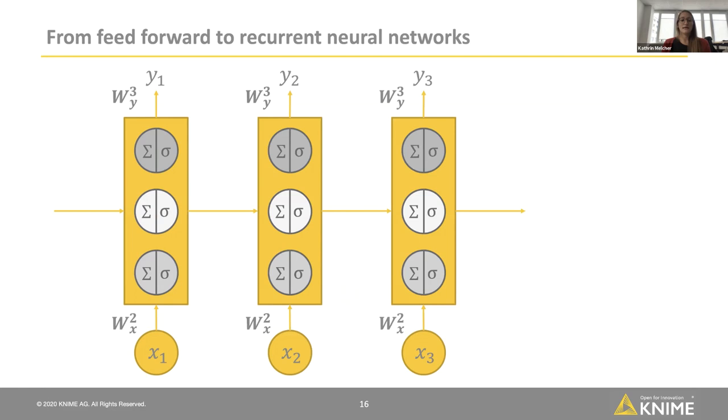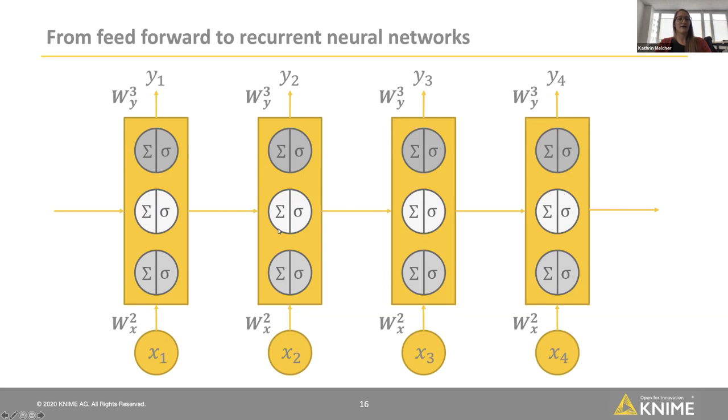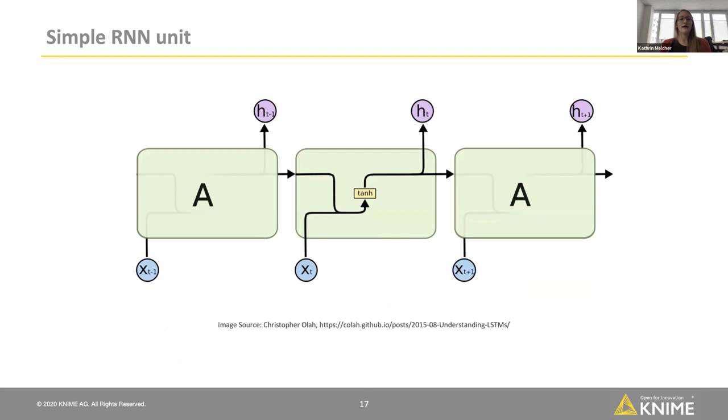So for example, if we feed in now the third word of our sequence to make the next prediction, then we don't make this prediction only based on the third word, but in this hidden state we also remember a part of the information of the first input and the second input in some kind of dense hidden state representation. And this looks already much more like the diagram which I showed you from the blog post of Christopher Olah. And here we see now a really simple recurrent neural network unit with only one layer.